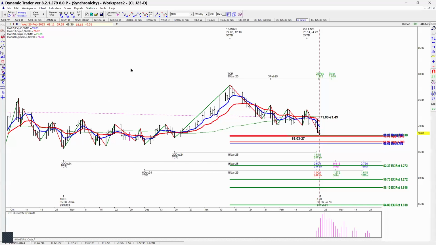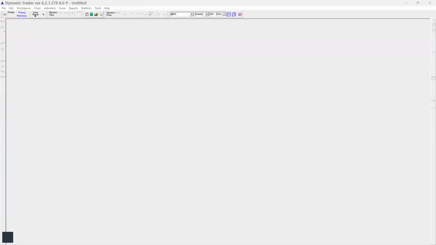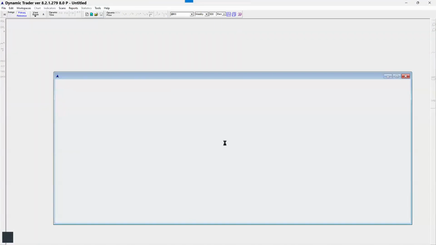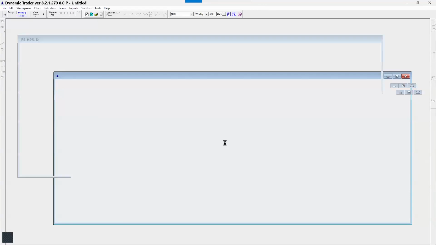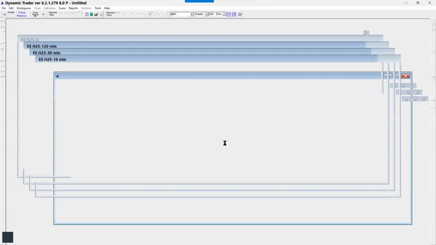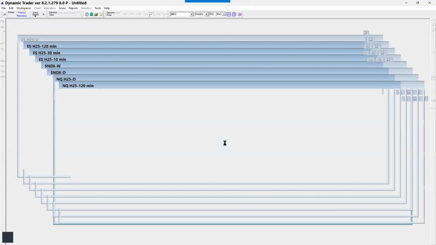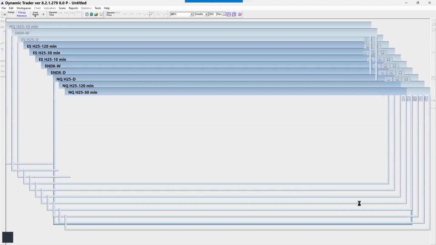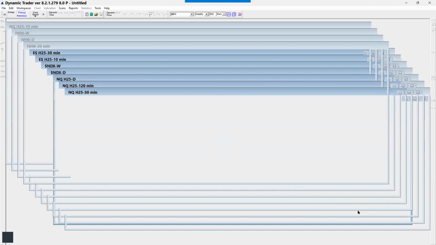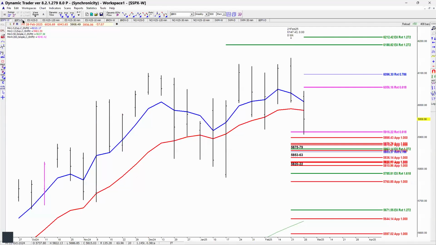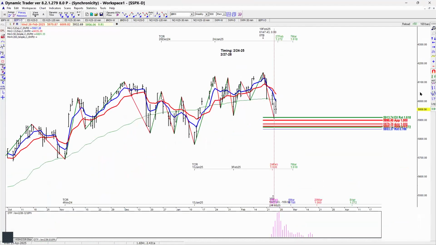Right. Well, Randall is asking in the chat box, can you show a live chart of the S&P? Well, let's see. It's going to take a minute to open up. All right, that's the weekly chart. This is the daily chart.